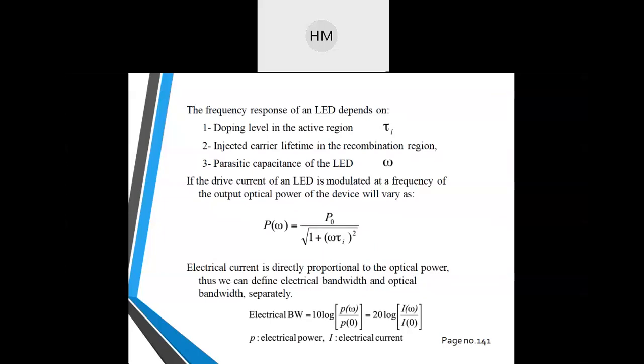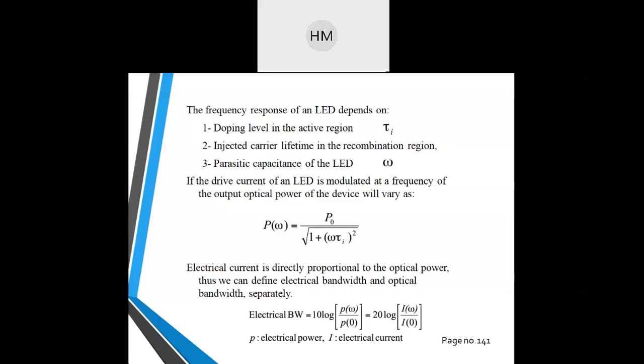The frequency response of an LED depends on three parameters: the carrier lifetime Ti, omega, and the parasitic capacitance of the LED. The output optical power of the device will vary as P of omega equals P0 upon the square root of 1 plus (omega Ti) the whole squared. And the electrical bandwidth is given by this. Electrical current is directly proportional to the optical power. So I think you have written this equation.